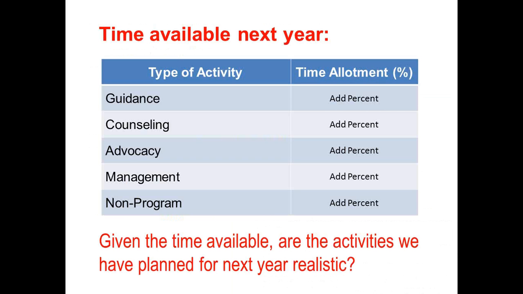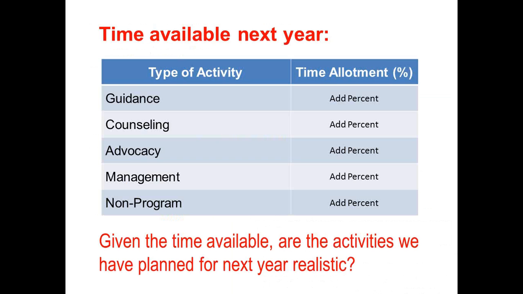Okay, and then finally, we're looking at the final check, which is to remind folks, here's the amount of time we have available as school counselors. Next year, we said that we're going to spend 40% of our time on guidance, 20% on counseling, 5% on advocacy. You're going through that, and then you'll type in those time percentages. And then you'll ask everybody, realistically, given the time that we have available, are the activities that we have planned realistic? This is your chance to say, I don't think I can get all these activities done in the 40% of our time that we've allotted for guidance.